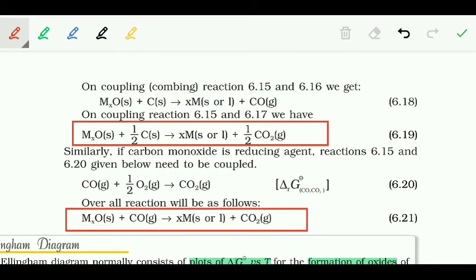So in the case of reduction of a metal oxide to metal, we are mainly dealing with reaction 6.18. That is, we are converting the metal oxide into the metal. And for this reaction we need to calculate the Gibbs free energy. If this Gibbs free energy is negative, then our reaction is possible. And if the reaction has a positive delta G value, then the reaction cannot take place. Let's look further.